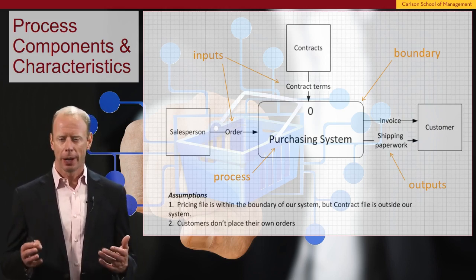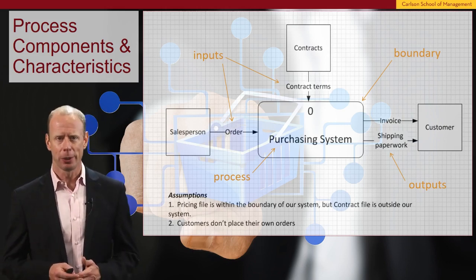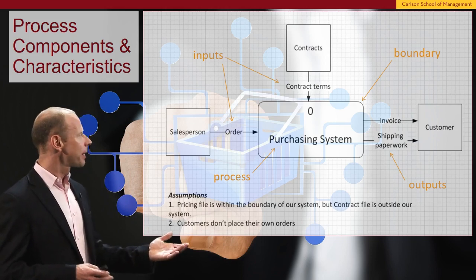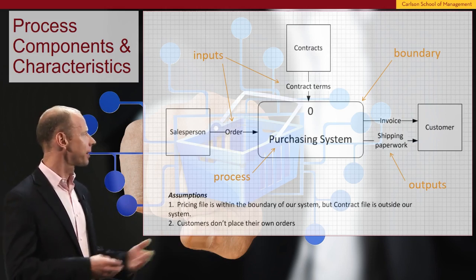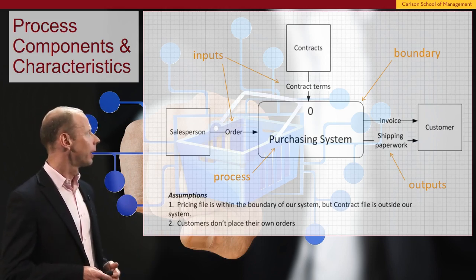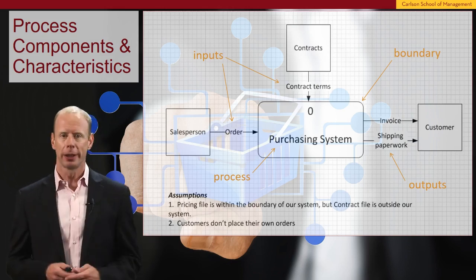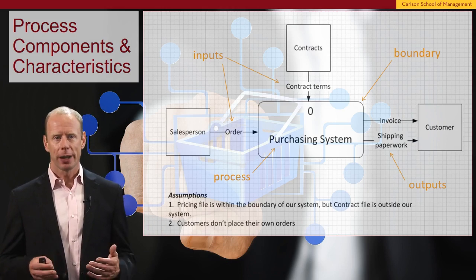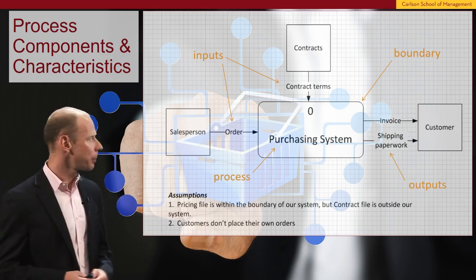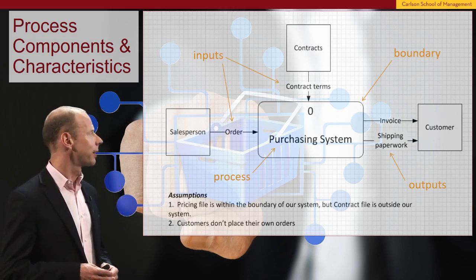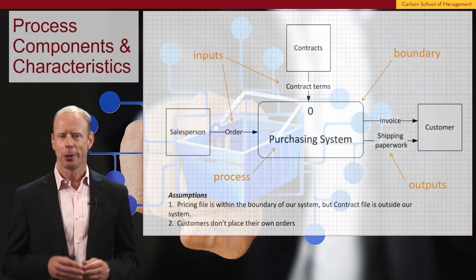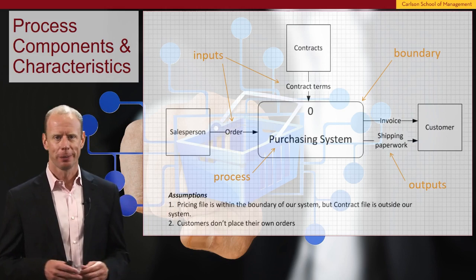There are several components or dimensions to a business process, and those are labeled in this diagram. You can see the process has inputs. In this case, the salesperson is entering the order, and the contracts department might be inputting the contract terms, such as net 30 or net 60. Also, the process does some processing, and that's represented by the central box here, the purchasing system. We will explore context diagrams in much more detail in future lessons.